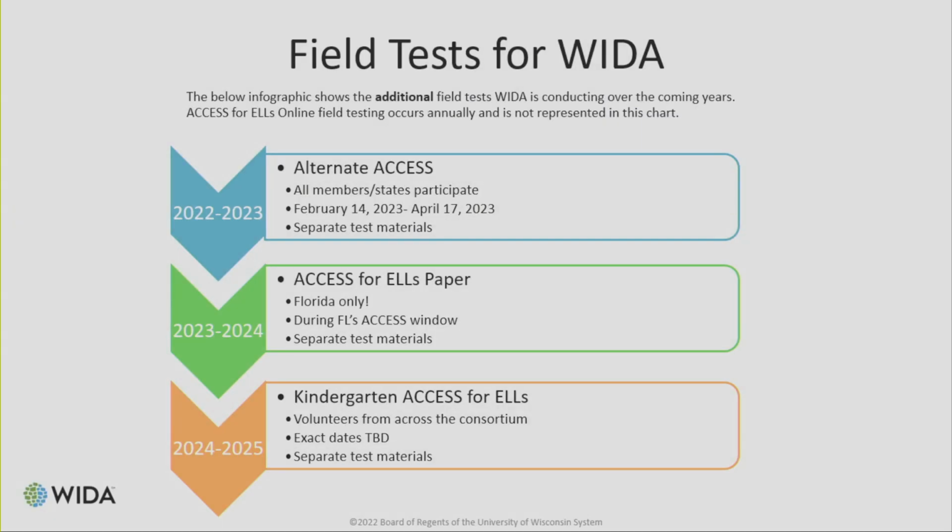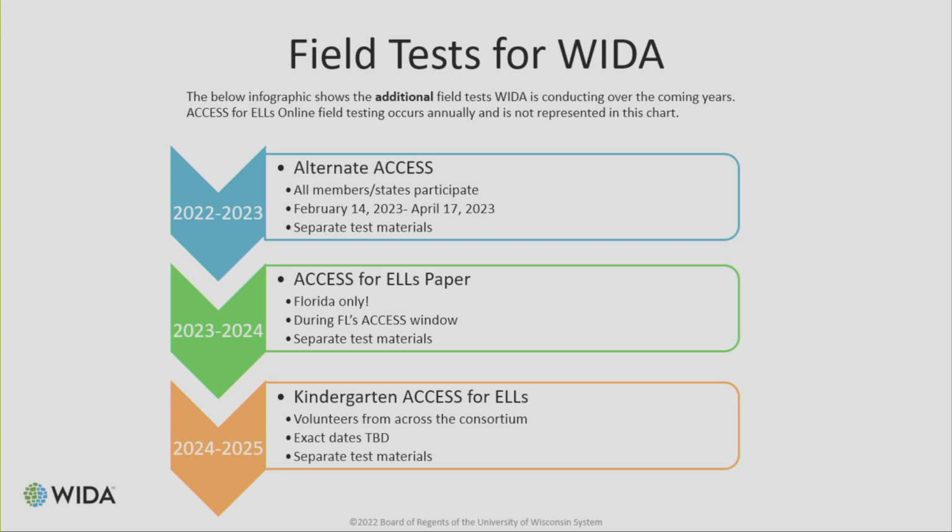It's a little different story with some of the other assessments. We do have some field tests coming up. The 3 assessments on this slide are all given on paper: the alternate access, the Access for ELLs paper version, and the kindergarten access. This year is the field test year for the alternate access, and I'm going to talk about that at length a little bit later.